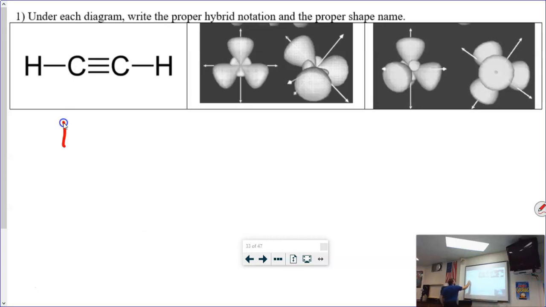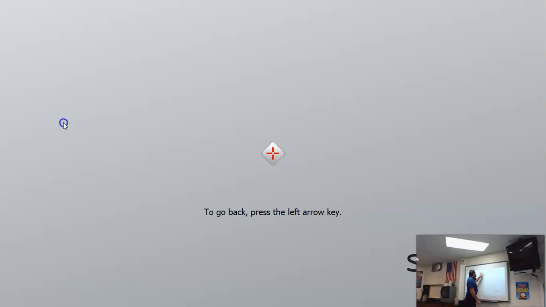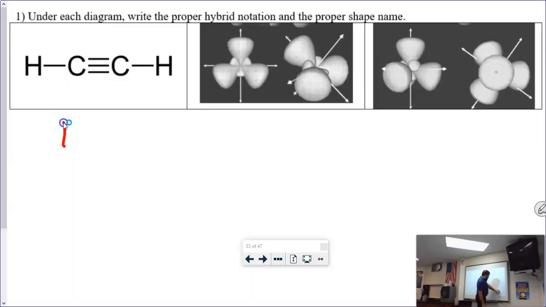this is linear. Ooh, that's not calibrated. Sorry, guys. Alright, I've just wasted 8 seconds of your life.